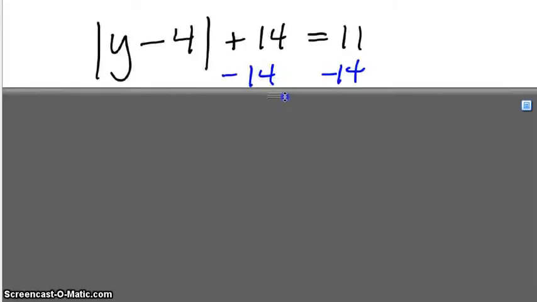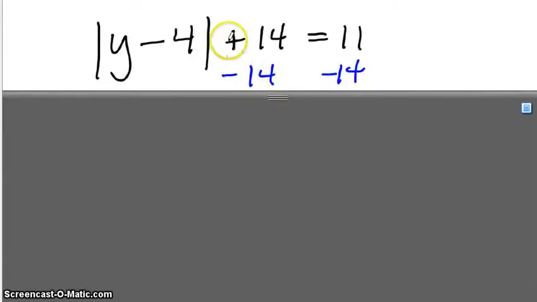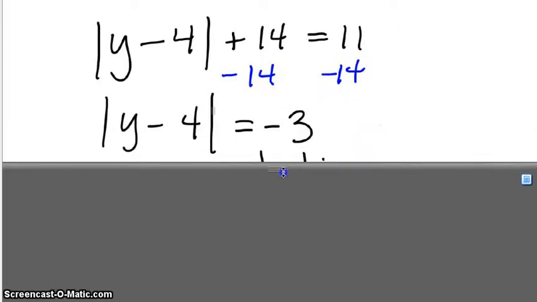Let's see what we got going on here. Okay, so this is another case where I had something hanging out here. Let's see what happens here. I need to get rid of this 14. I'm going to cancel out over here. I end up with the absolute value of y minus 4 equal to negative 3.